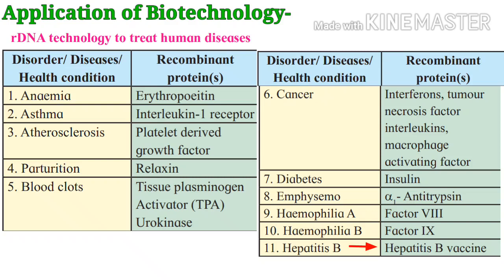The last one is hepatitis B. It is a disease in which the liver is infected and the skin or eyes become yellow. Yellowness appears over the skin or eyes. That condition is called hepatitis. For hepatitis B, a recombinant protein is developed by using recombinant DNA technology or biotechnology, that is the hepatitis B vaccine. This hepatitis B vaccine can treat hepatitis B.